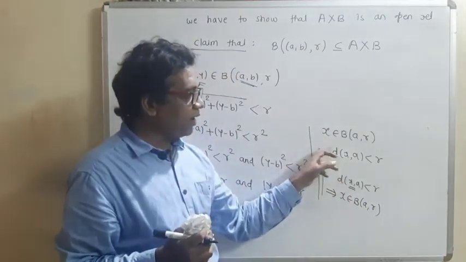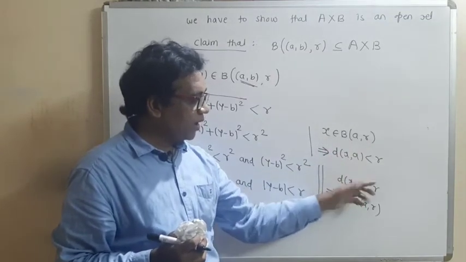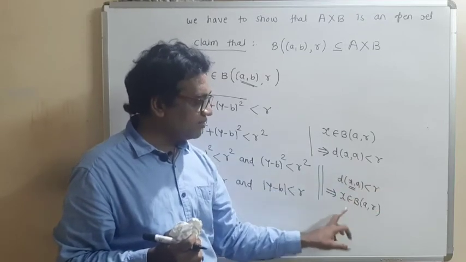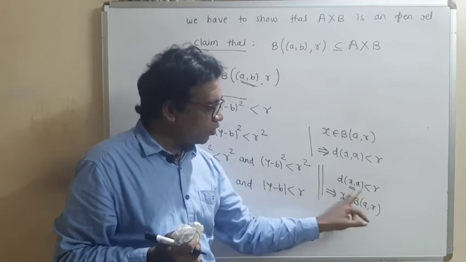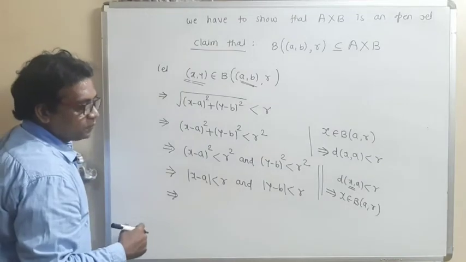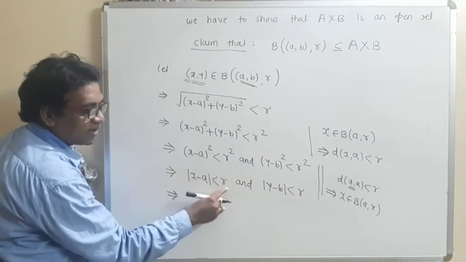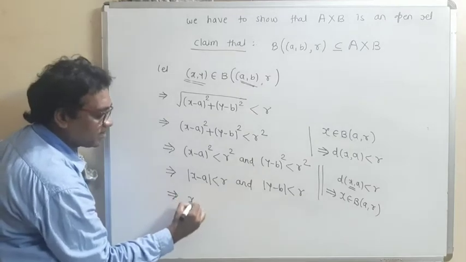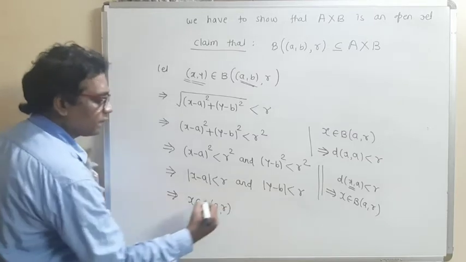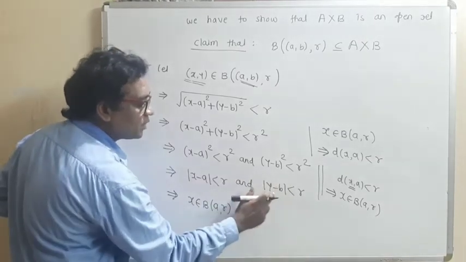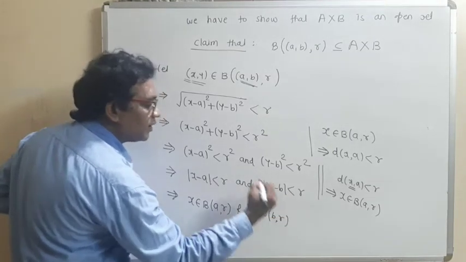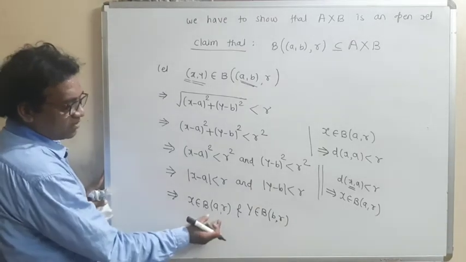If x is an element of open sphere, then we have this condition. And conversely, if the distance between x and a is less than R, then we can say that this x is an element of open sphere B with center at a and radius R. So we use the same concept. Distance between x and a less than R, so this x is an element of open sphere B with center at a and radius R. And using the same concept, this y is an element of open sphere B with center at b and radius R.